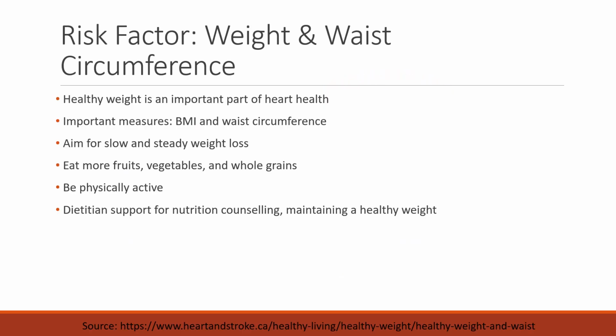Weight and waist circumference. A healthy weight is an important part of keeping your heart well. Being overweight increases the risk for diabetes and high blood pressure. Two measures that can be helpful for determining risk include body mass index, or BMI, and waist circumference. The BMI is a calculation between height and weight. A healthy BMI is equal to or over 18.5 and under 25.